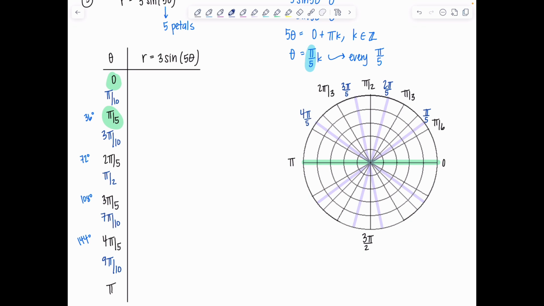Okay, those are good. Now we need the pi over 10s. This is getting crazy. So pi over 10, that's 18 degrees, and then keep adding 36. So then this would be 54. And then pi over 2, that's easy. 7 pi over 10, that's 126. And then 9 pi over 10, we can deal with that later.